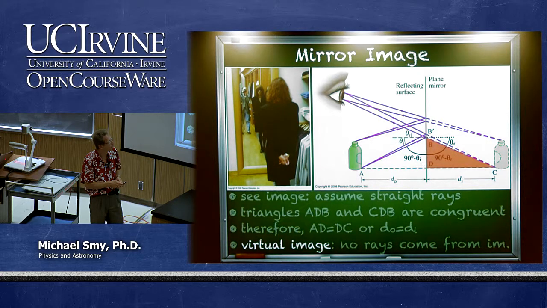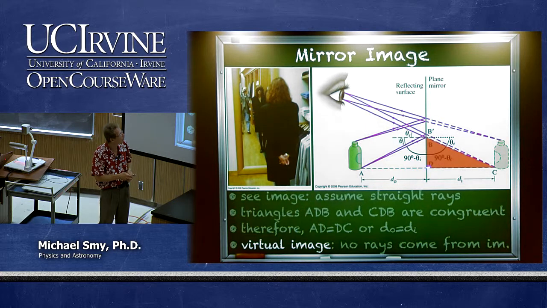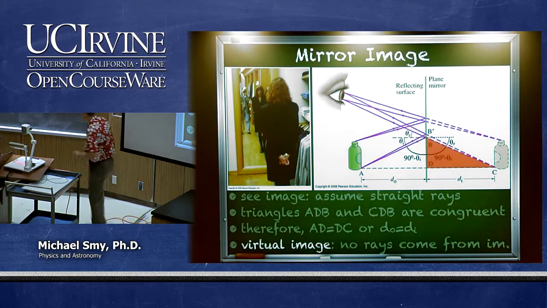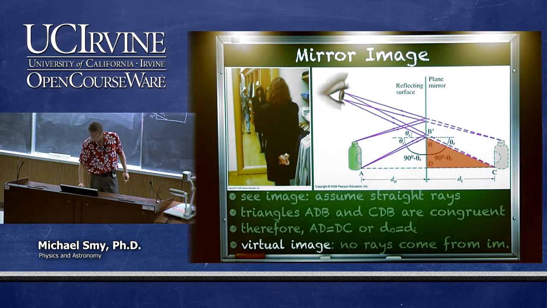Then by construction, the angles here and here are right angles. So we have 2 angles that are equal, and the 2 triangles share one side with each other. So we have 2 angles and a side, and that means that the triangles are congruent. And if they are congruent, then the distance from A to D, which is the distance of the object to the mirror, must be equal to the distance from D to C, which is the distance from the plane of the mirror to the image. So image and object are at the same distance from the mirror, just on opposite sides.